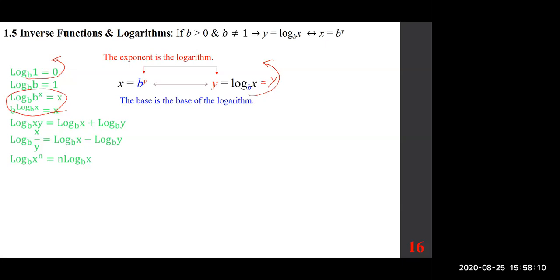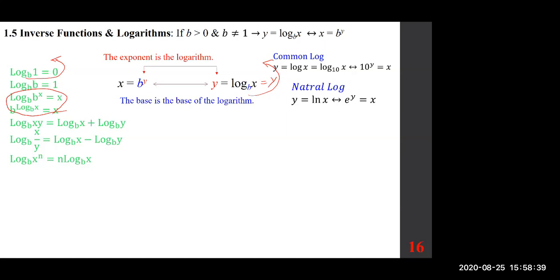Okay. When we look at common log, the base changes to 10. We do not bother to write that. It's important to see that we don't write the base. Okay, class? That means common log. Now, in the case of a natural log, we use ln. We use ln.